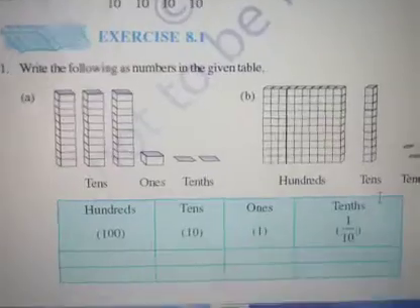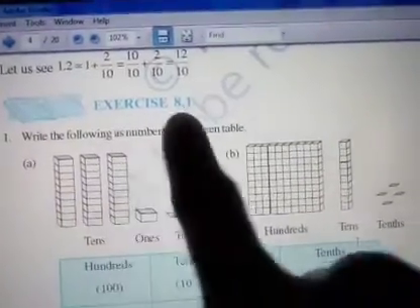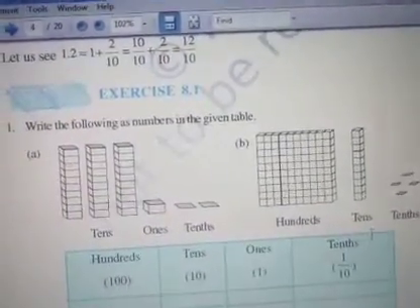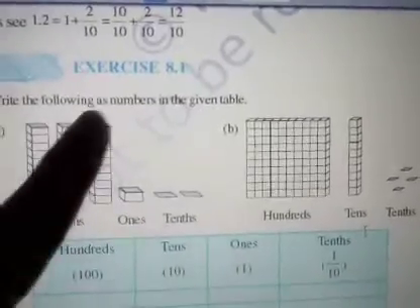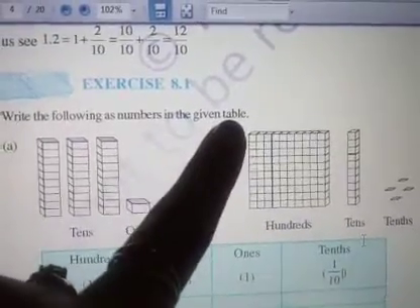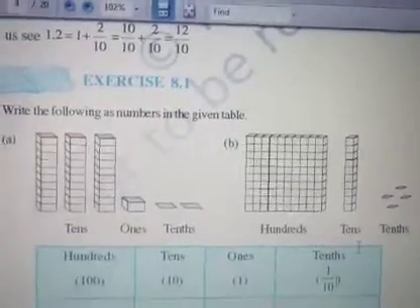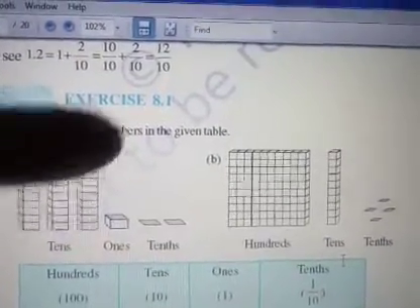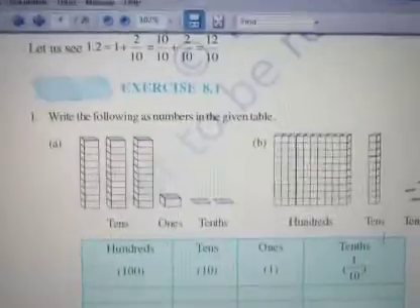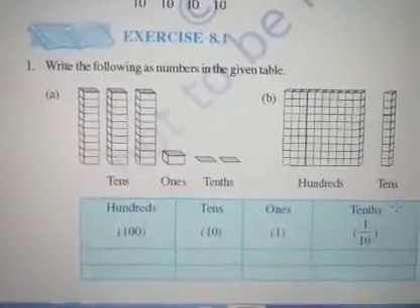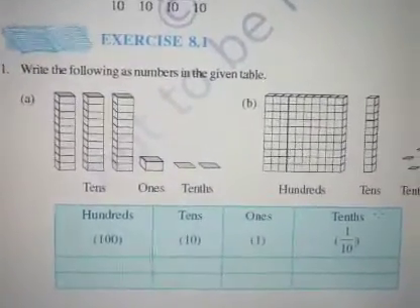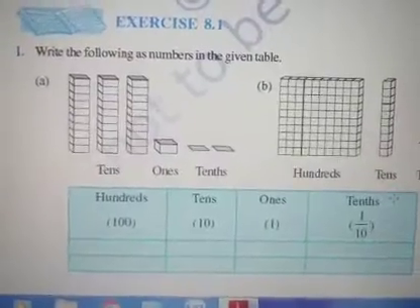Understood? Now we are going to discuss exercise 8.1, first problem. Okay. Write the following numbers in the given table. Okay. So here in problem A, they have given some figures. We should identify what that figure is and how many times it is given.